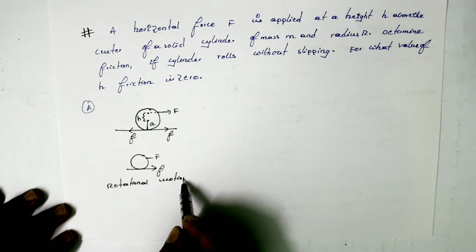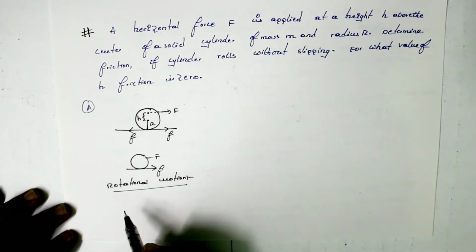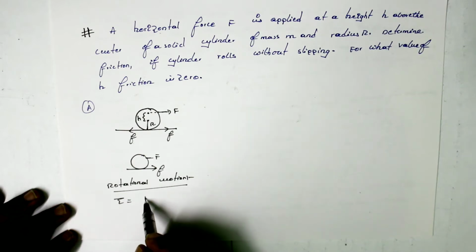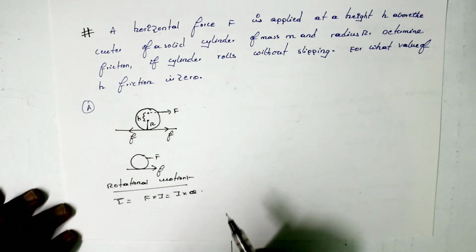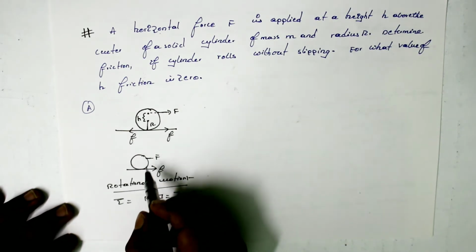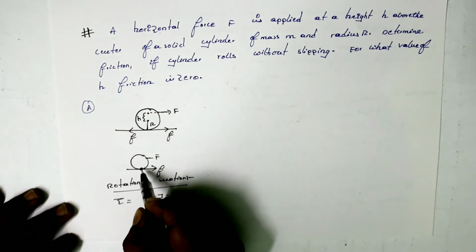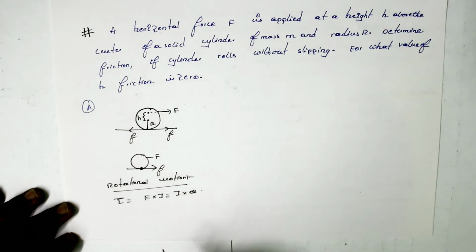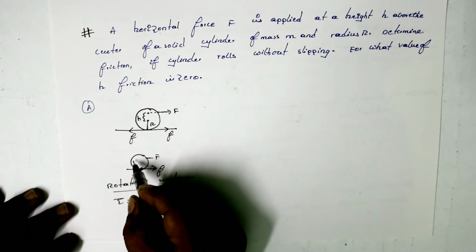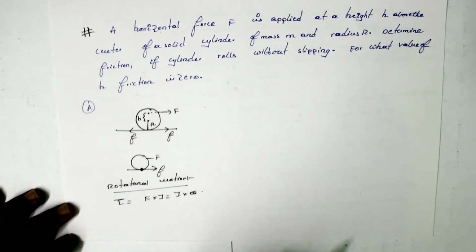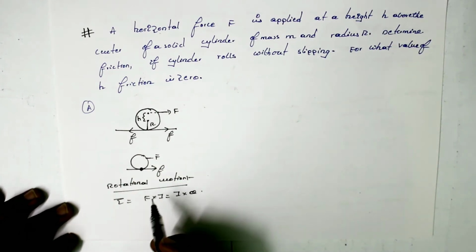So this applied force will produce torque. Torque is equal to F into R, which is equal to I into alpha. Now if I consider the axis of rotation to be here, then around this point there is only rotational motion. So the applied force is F.